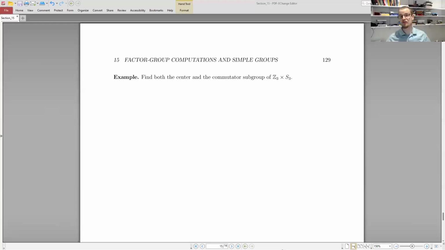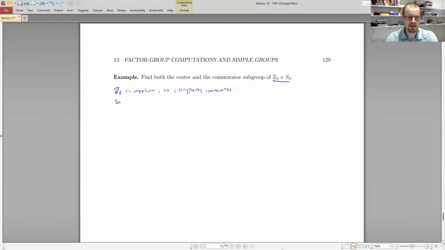Welcome to the office. We want to take a look at a brief example considering what the center and the commutator subgroup of some group are. So if we want to find the center of this group, we want to notice that Z3 is abelian. So everything commutes. Okay, excellent. Within Z3 anyway.